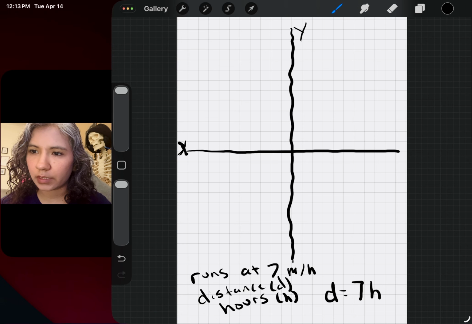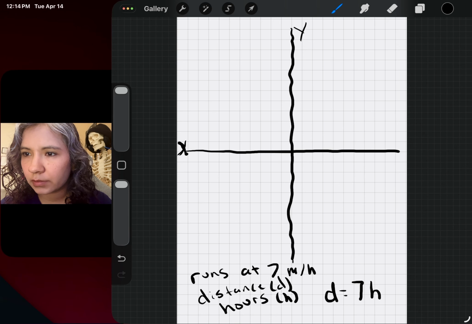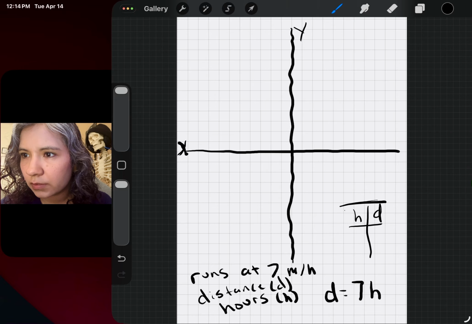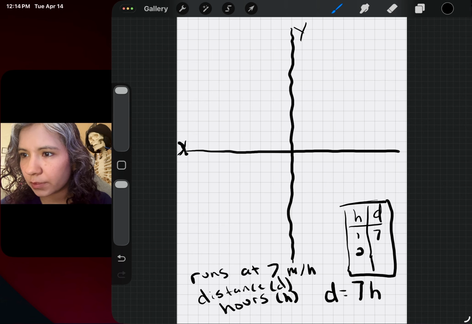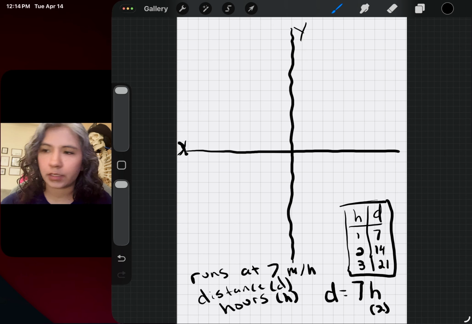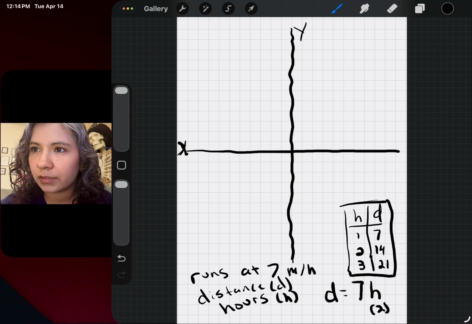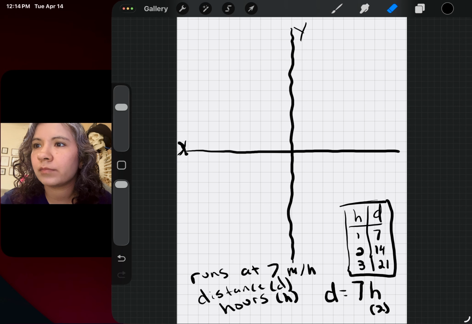So now we can make a table for hours and distance. For 1 hour, the person goes 7 miles. For 2 hours, we would plug in 2: 7 times 2 is 14. For 3 hours, 7 times 3 is 21. So it would just continuously go up.